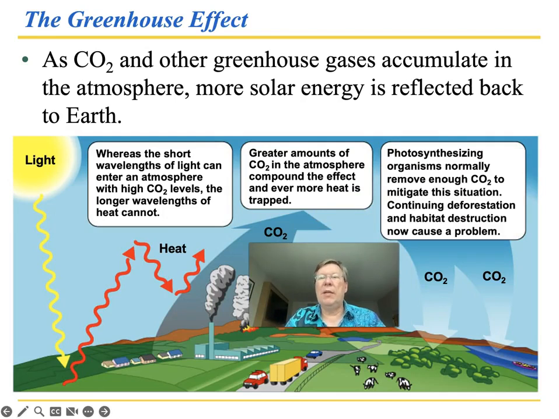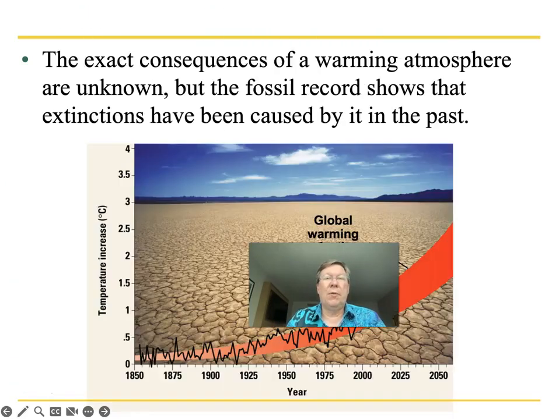And then at the end, even though photosynthesis normally can remove this carbon dioxide, now it cannot, because we're dealing with accumulating carbon dioxide, deforestation, habitat destruction, and so on. And what are we going to do? Right? So this is how the greenhouse gases are shaping our environment.